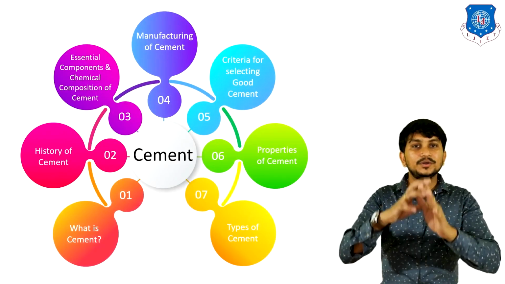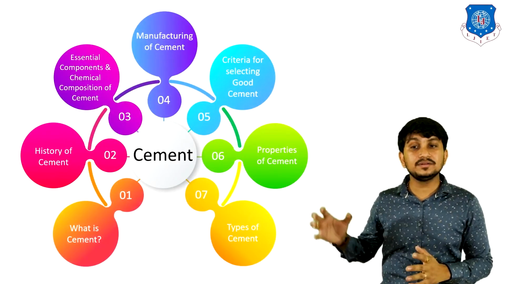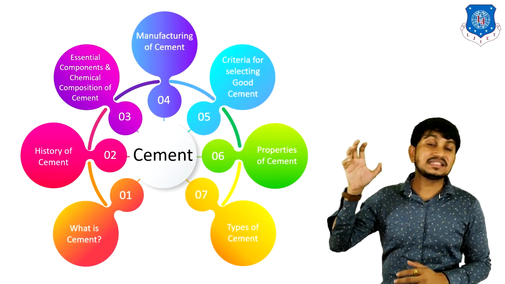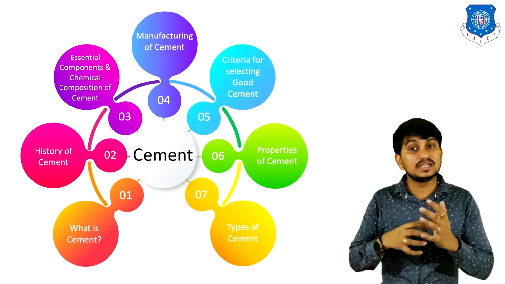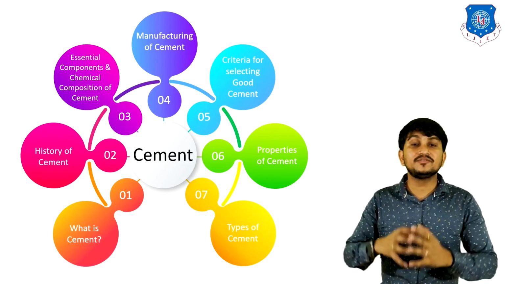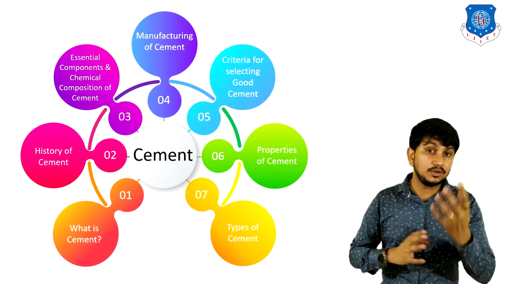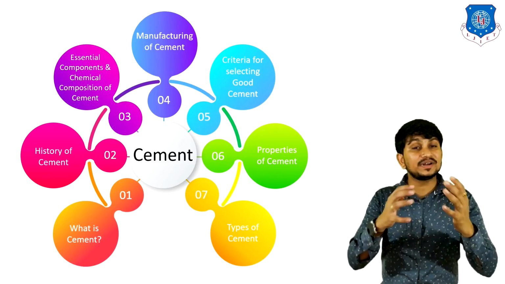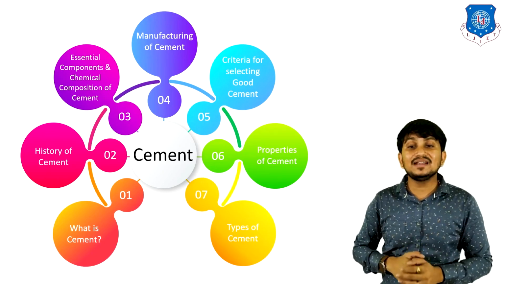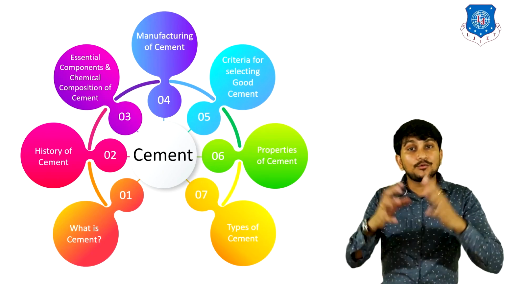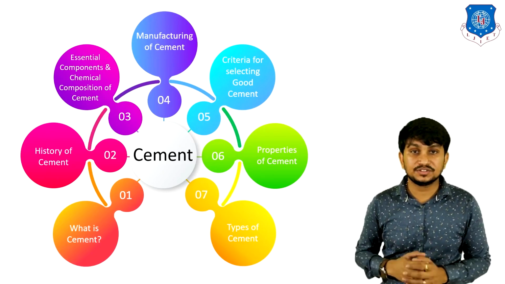I hope you all understand what is cement, history of cement, various essential components and chemical composition of cement, how cement is manufactured, what are the various criteria for selecting good cement, various properties of cement, physical, mechanical and chemical properties of cement, and lastly, we have covered 14 various types of cement.